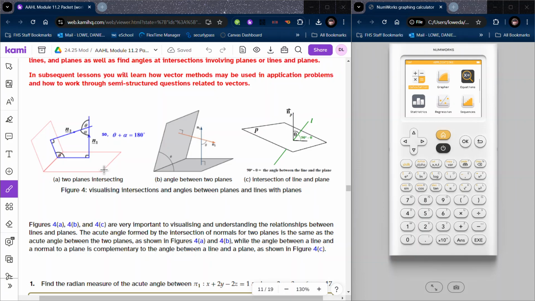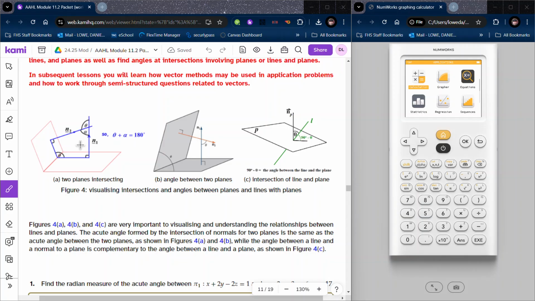This is important to understand: if we consider planes intersecting, to be able to find the angle between planes intersecting, we actually just need to find the angle between the normals intersecting. The reason for that is the geometric relationship of the quadrilateral that is formed. We know the normals are perpendicular to their planes, and so the sum of those angles is 180 degrees, and that means that the sum of the other two angles formed in the quadrilateral also has to be 180 degrees.